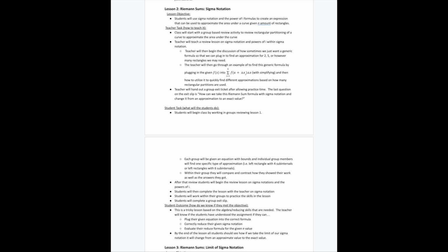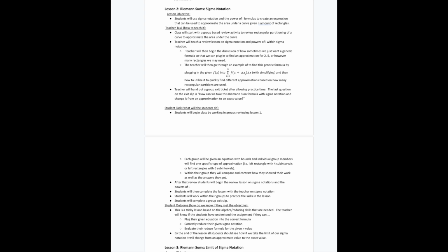This lesson is a good algebra review of plugging into function notation as well as using sigma notation. At the end of it, they will do an exit slip where the last question is going to be, how can this approximation change into an exact value? And that's a powerful question because most of the class is going to have a light bulb go off and say, I add in enough rectangles, where it's the limit of that as it approaches infinity.